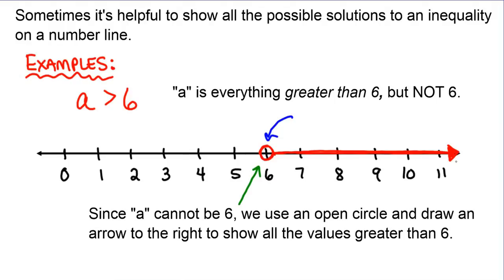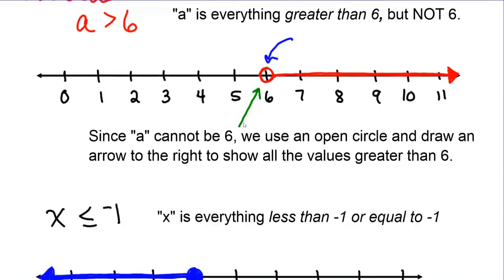So anything in the red is going to be a solution to this inequality. Anything to the left of that is not. So 6 is not a solution. 5 is not a solution. 4, 3, 2, 1. All of those values are less than 6, not greater than 6. So all the things to the right of 6 are greater.